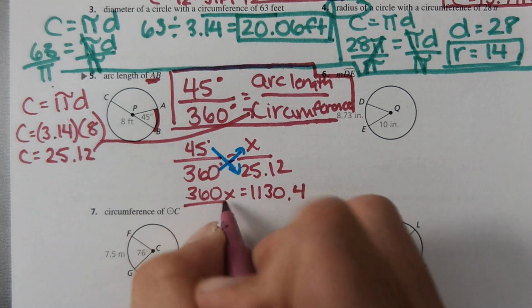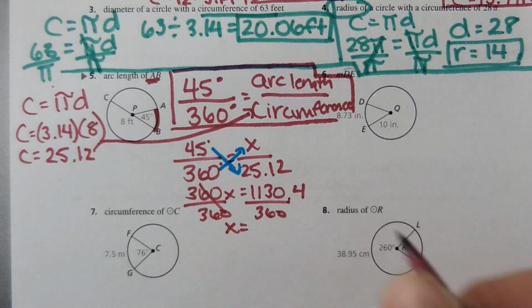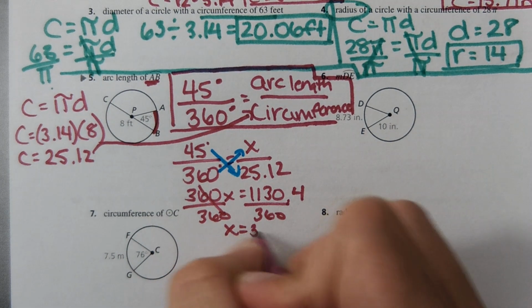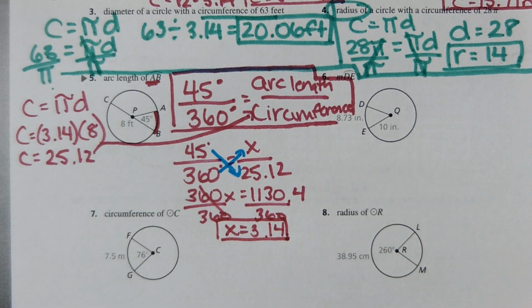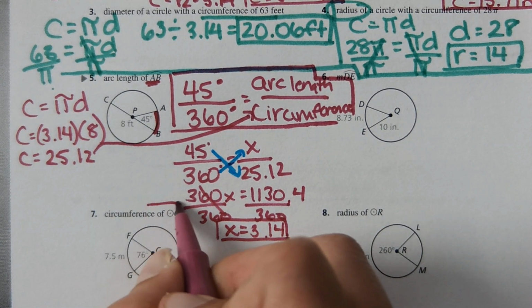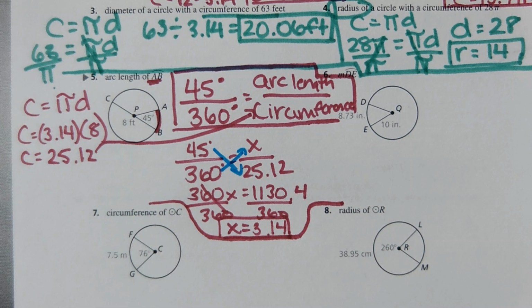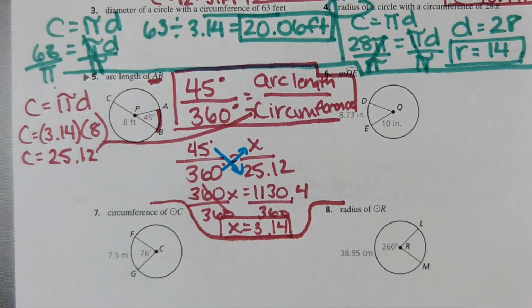And then divide both sides by 360. X equals 3.14. And so that represents the length of this arc right here.